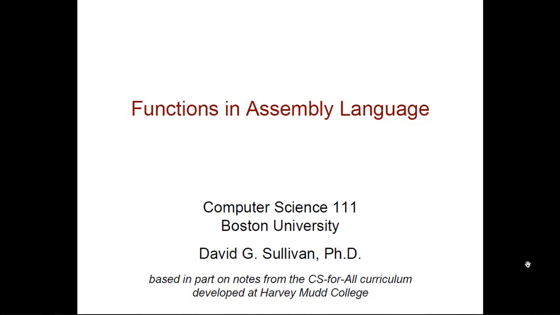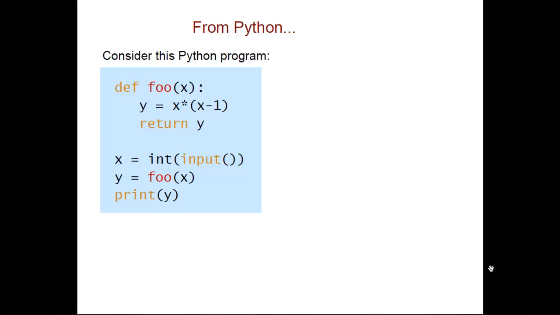Let's look at how to create a function in assembly language. To do that, first let's look at this Python program, and you can see that the beginning of the program is a function called foo.